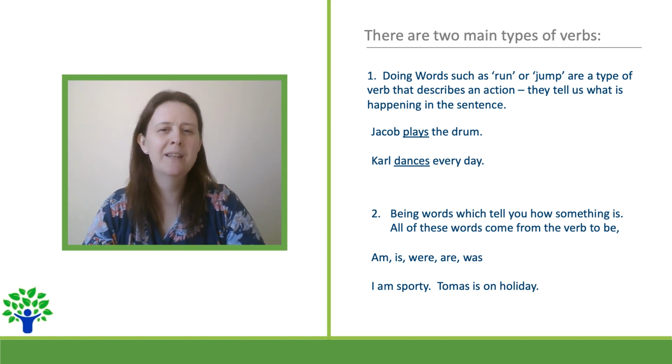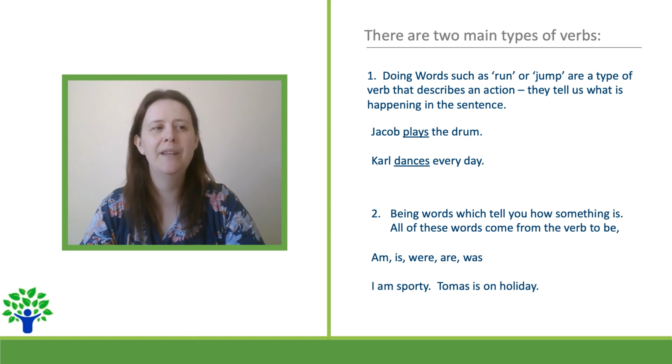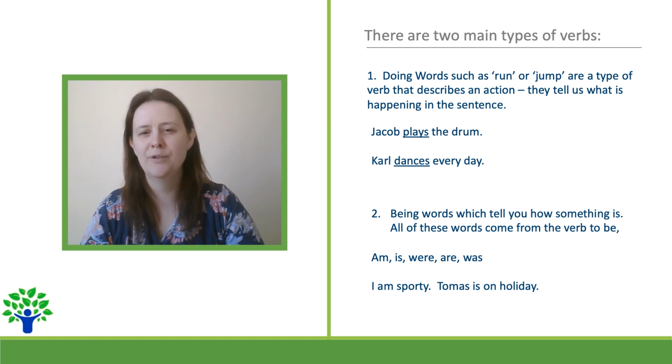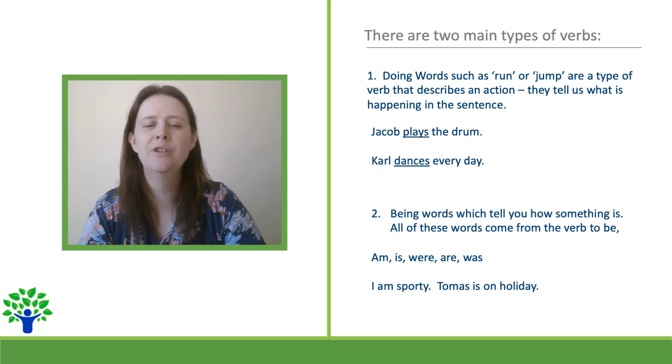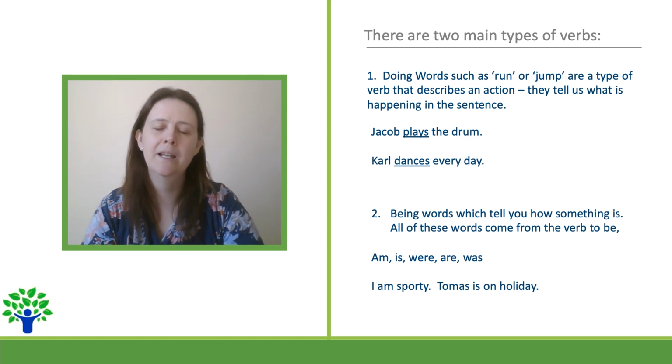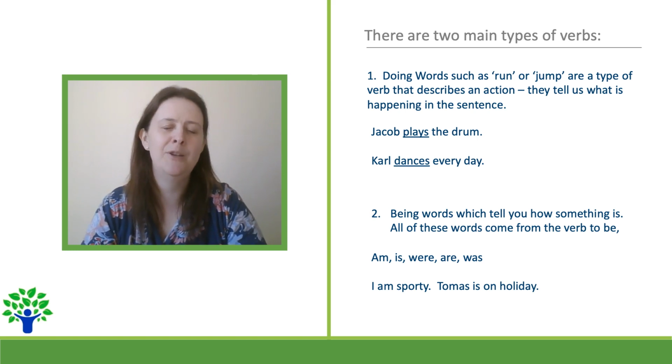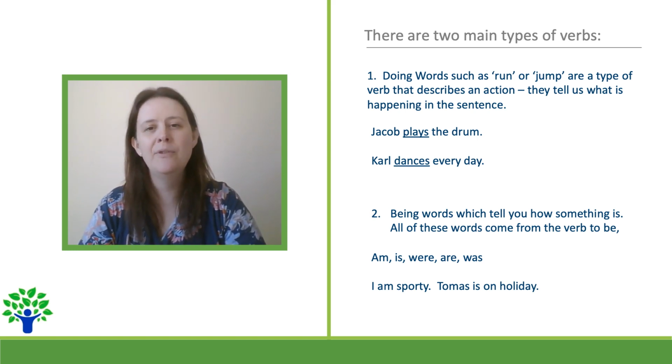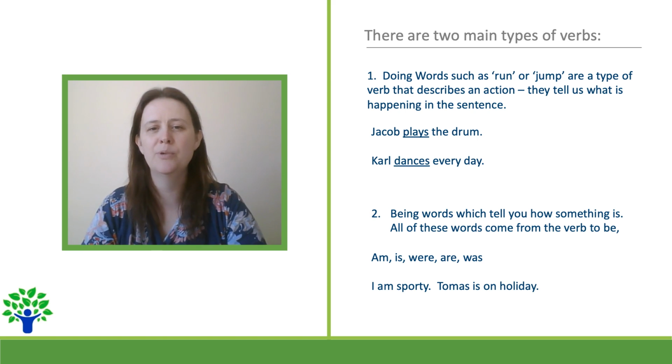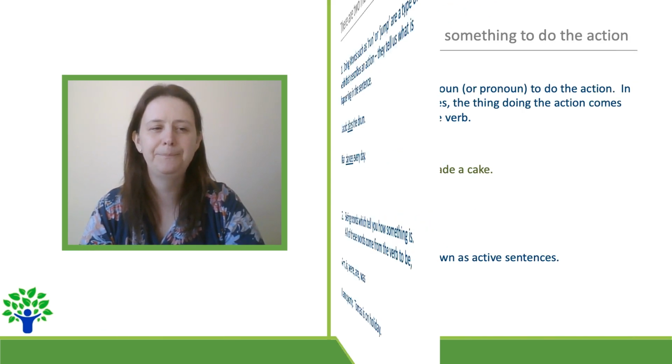The more tricky one that sometimes people miss out of sentences is when they tell you how something is, and they all come from the verb to be. So examples of this are things like am, is, were, are, was. So they're more tricky, and particularly in descriptive writing, people tend to miss them out, so you get verbless sentences. Every sentence does need a verb, so it's really important to check that they have it. So here are some examples of that. I am sporty, Thomas is on holiday.